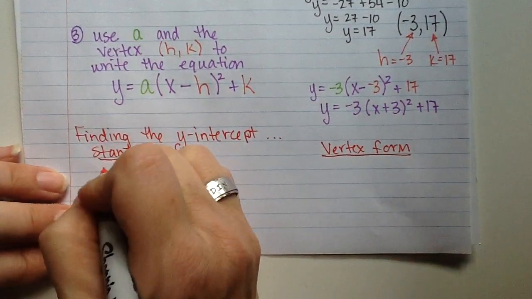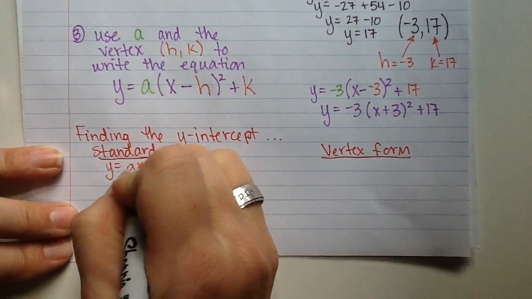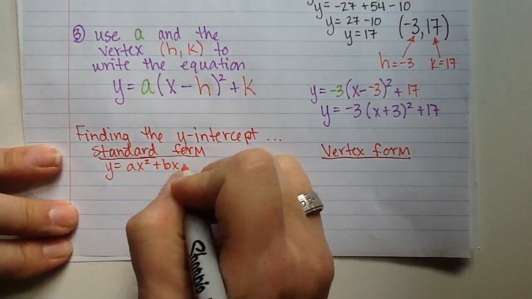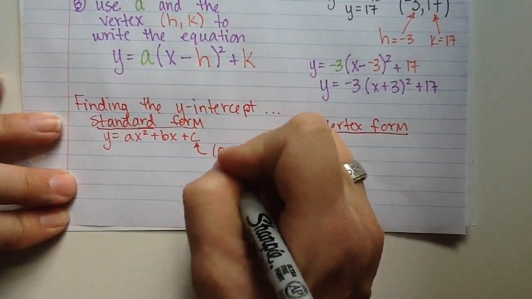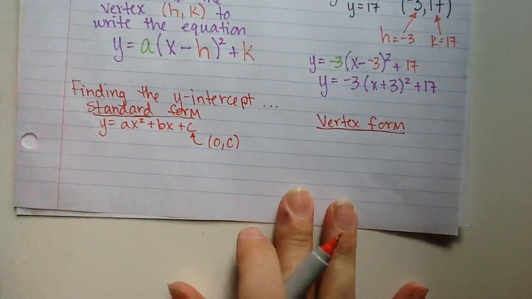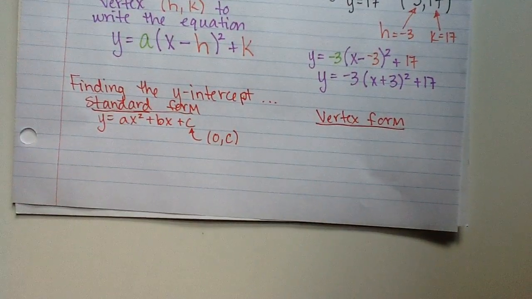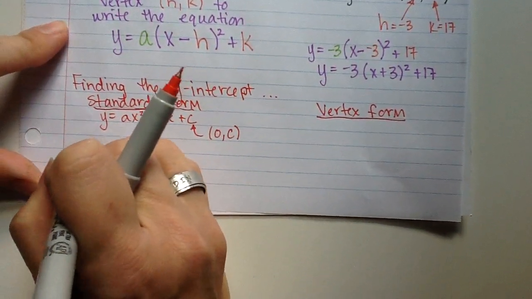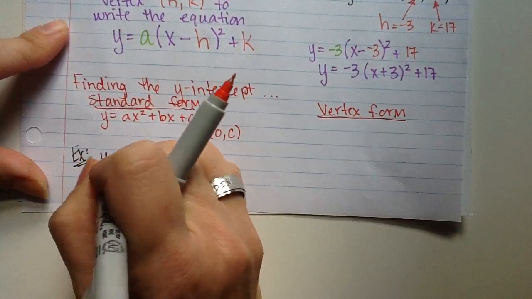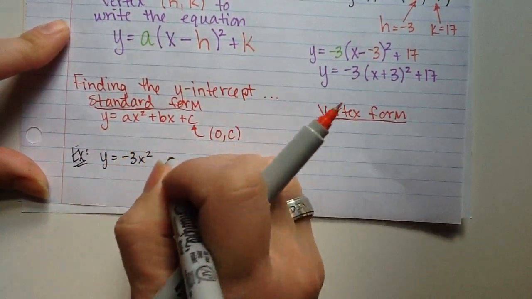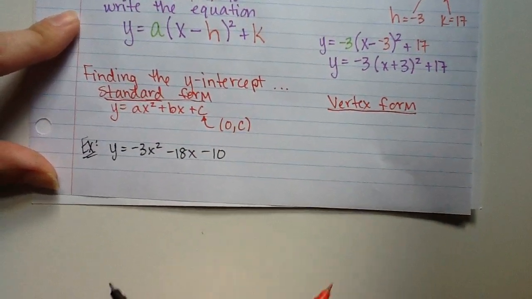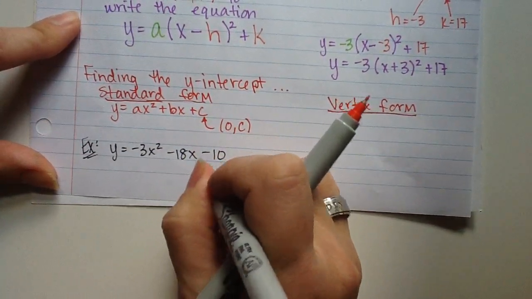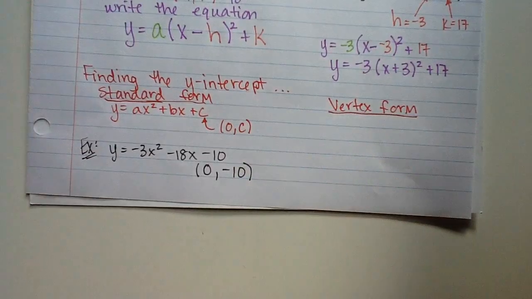So remember, when it's in standard form, y equals ax squared plus bx plus c, this number right here, c, is the y-intercept. So from our example, which was y equals negative 3x squared minus 18x minus 10, our y-intercept should be at (0, negative 10).